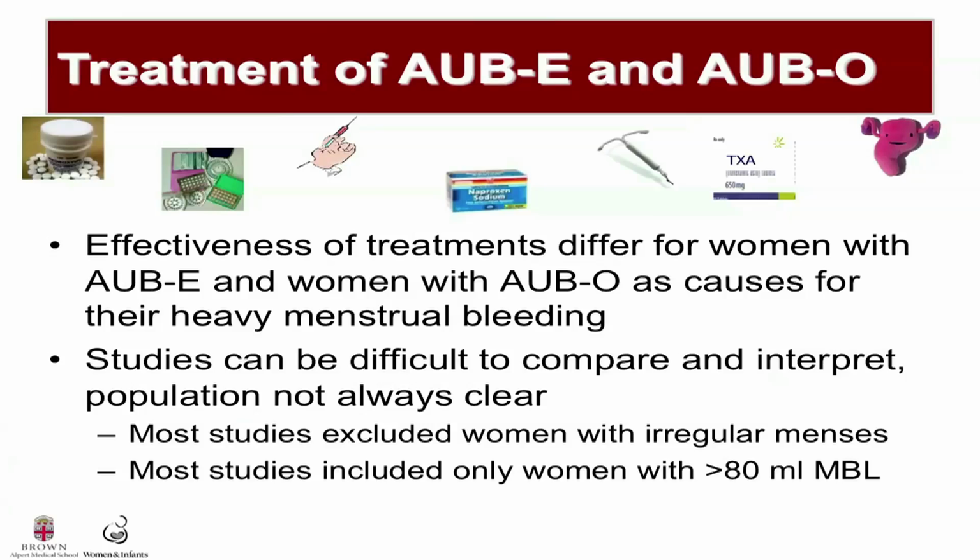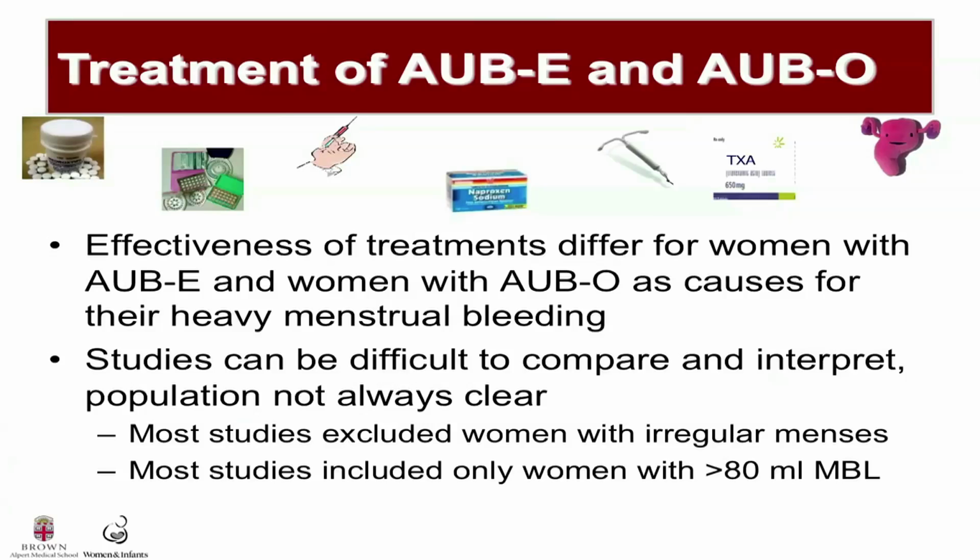Effectiveness of these treatments can differ for women with AUB-E and women with AUB-O as causes for their heavy menstrual bleeding. So you have to focus on the literature in the area. And this is hard because studies can be difficult to compare and interpret as their populations are not always clear. Most studies excluded women with irregular menses.